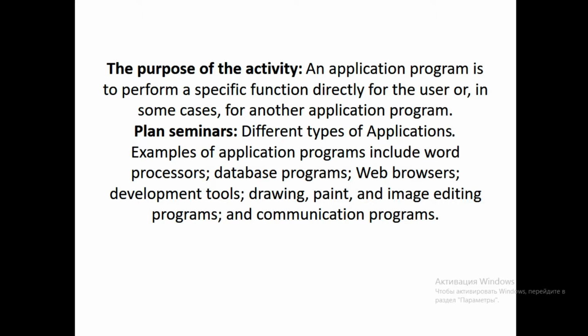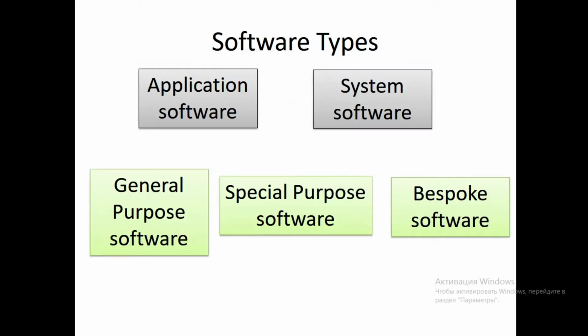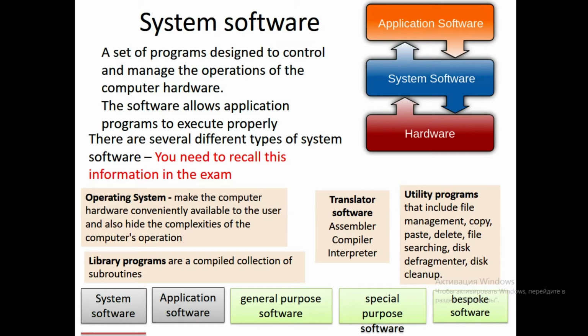Examples of application programs include word processors, database programs, web browsers, development tools, drawing, paint, and image editing programs, and communication programs. Software is divided into two types: application software and system software. System software is a set of programs designed to control and manage the operations of the computer hardware. The software allows application programs to execute properly. There are several different types of system software. You need to recall this information in the exam.